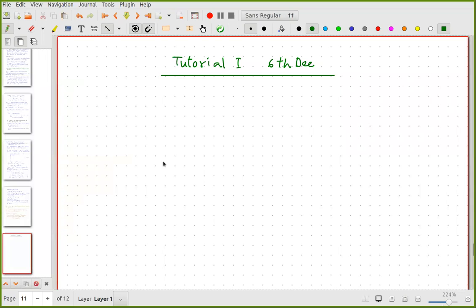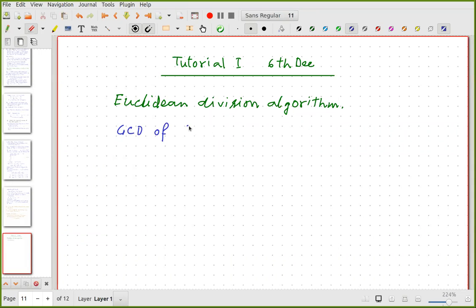So how does one talk about this algorithm? I would start by recalling Euclid's division algorithm, the Euclidean division algorithm. That is to find the GCD of two integers A and B, where A and B are positive integers.